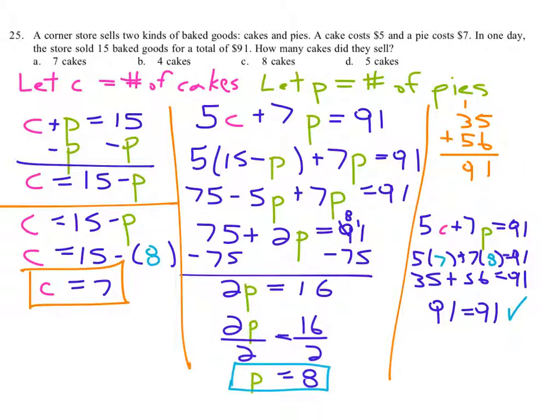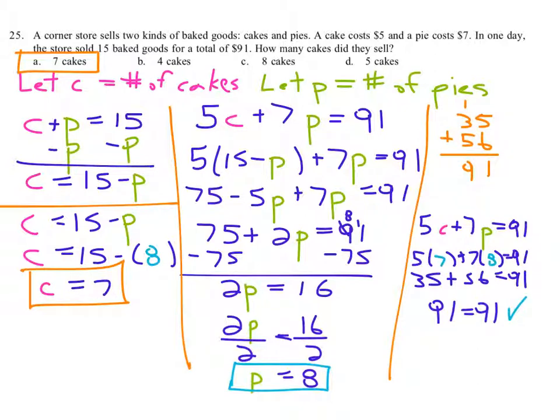So, how many cakes did they sell? That's over here on the left-hand side, boxed in orange. We sold 7 cakes, and that answer is choice A. Okay? That took a little while because I did a proof, and there's some techniques for speeding this up, but I'm just going to leave it at that because I don't want to clog your brain with it.